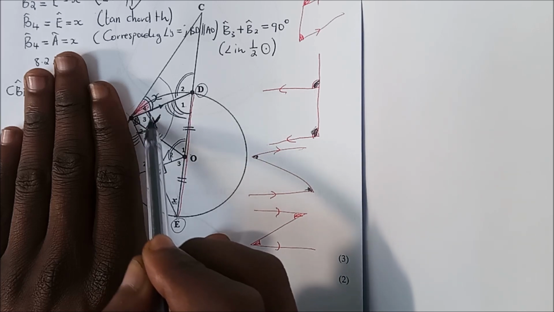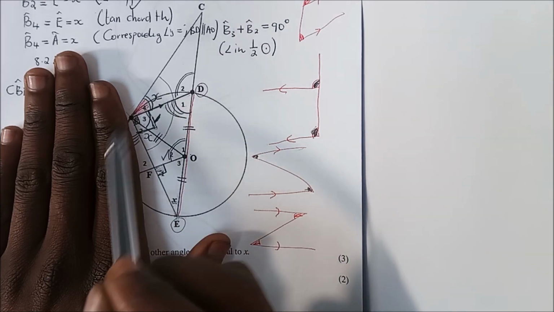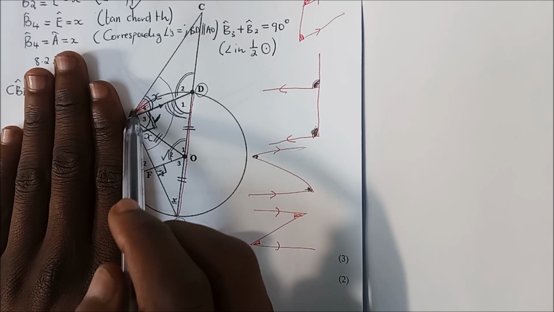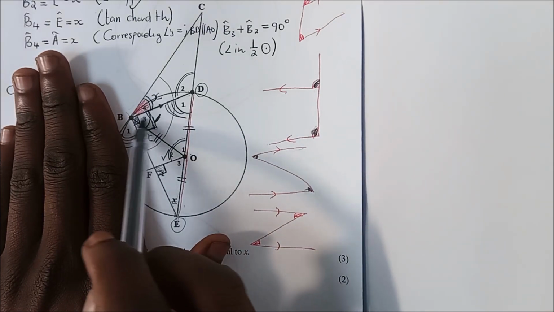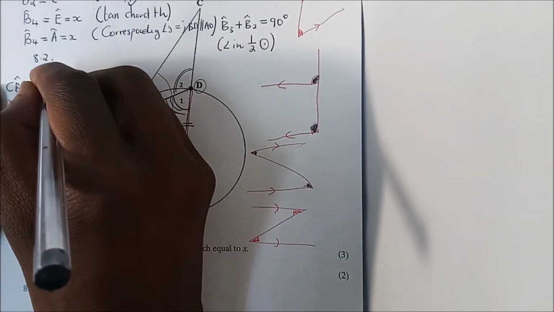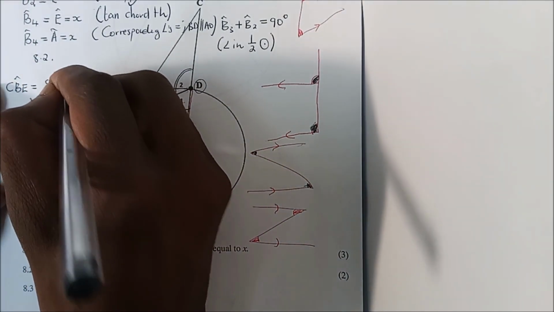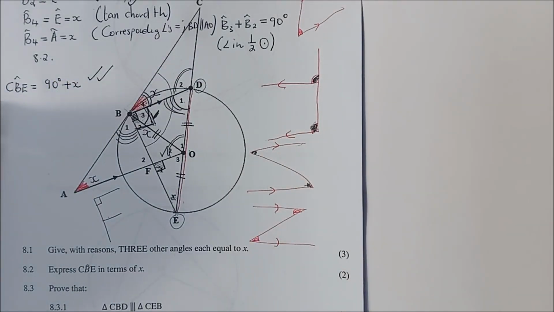Can you see that? So that's 90. And then what's that one? That's x. So now CBE will be 90 degrees from here. And then that x, that side. So CBE will be 90 degrees plus x. And then you get your 2 marks.